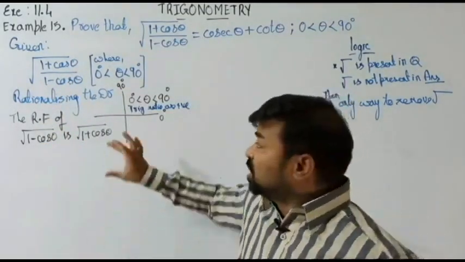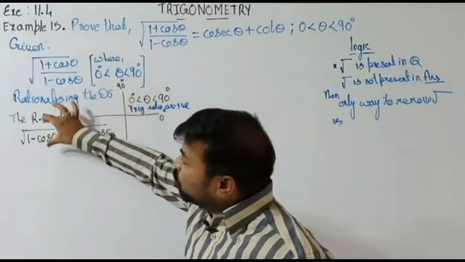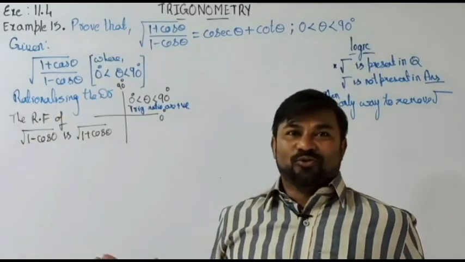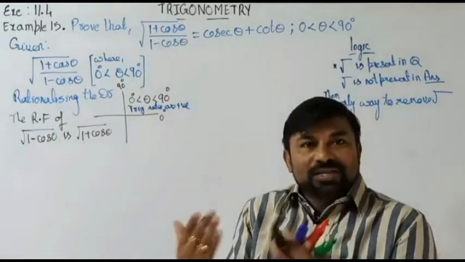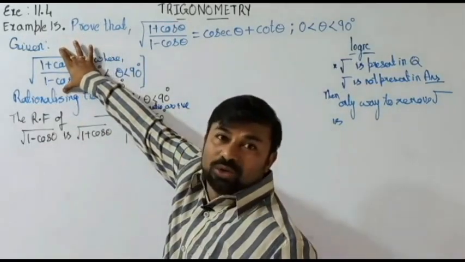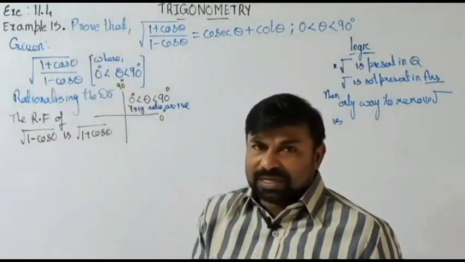Why? Because if you multiply this to this one, after multiplication the square root gets removed. I will show you how we are getting that. So what are we doing? We are getting a square root, under root here. We are dealing with algebraic stuff first.